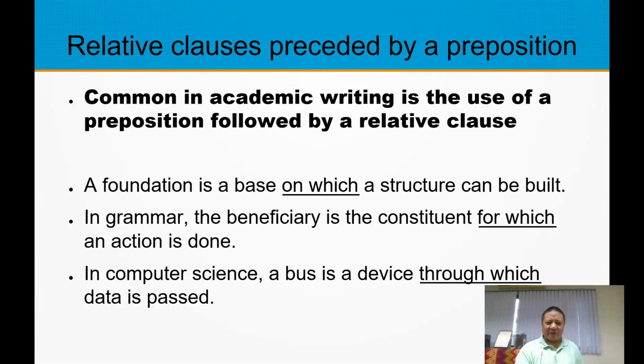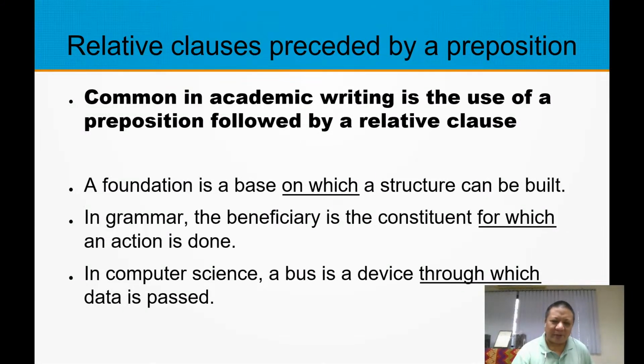Relative clauses preceded by a preposition. Common in academic writing is the use of a preposition followed by a relative clause. Preposition, relative clause. For example, a foundation is a base on which it can be built. On is the preposition, which is the relative clause. Again, a foundation is a base on which it can be built.